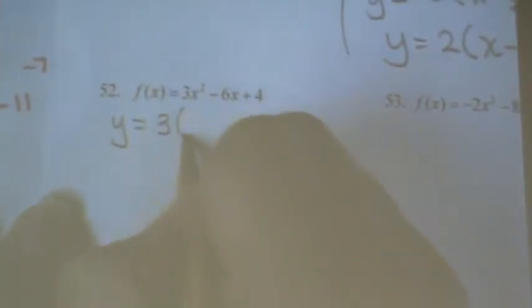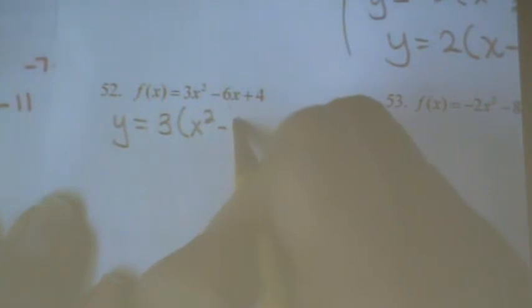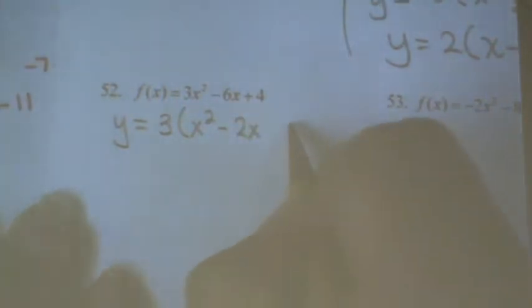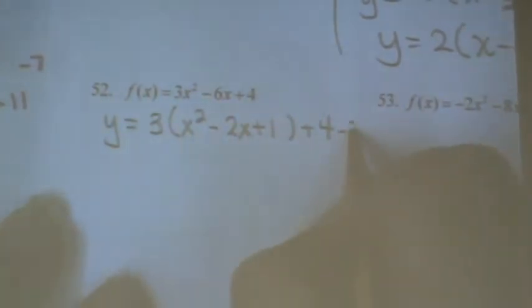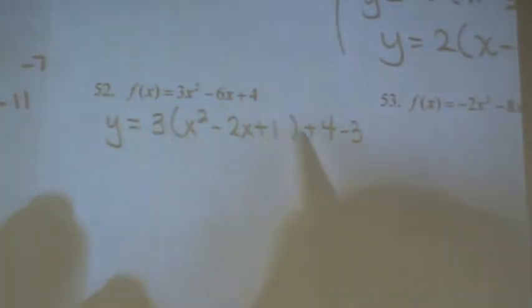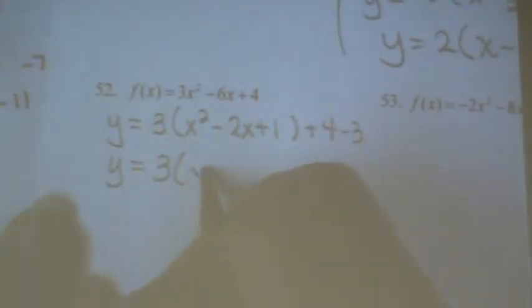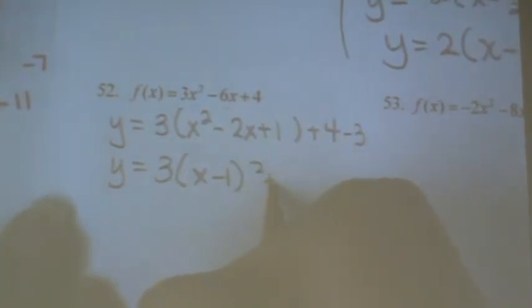Okay, 52. You're going to pull out the 3 here. Slide 4 over. So I divided both of these by 3. Half of this is negative 1, squared is 1. You added 3, so you're going to take 3 away. This is a plus 3, so you subtract 3. Your answer is 3 times x minus 1 squared, and then plus 1.